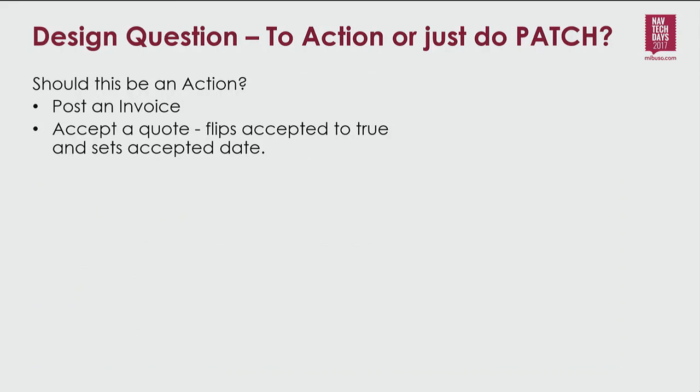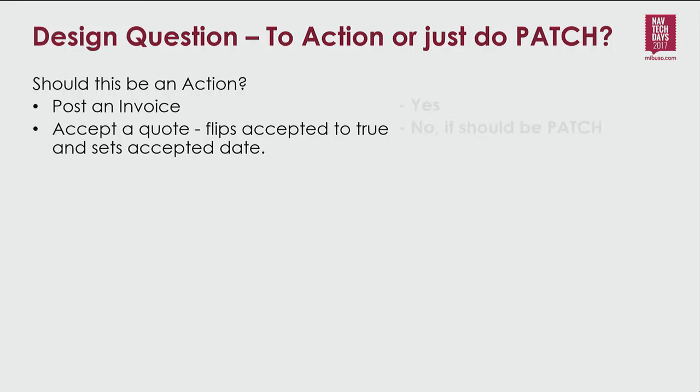Now, a big question that we got when we were developing these APIs was, when should you use an action and when should you patch, right? Some developers implemented some things wrongly, so we had to go back and undo it. So a question for all of you: should this interaction be an action, or should we just simply modify a record through the patch? The first interaction is posting an invoice, and the second interaction is accepting a quote. If you're not familiar with this functionality, it's going to flip the accepted field to true, and it will set the accepted date.